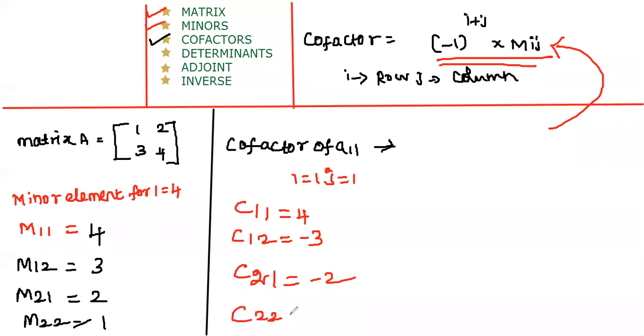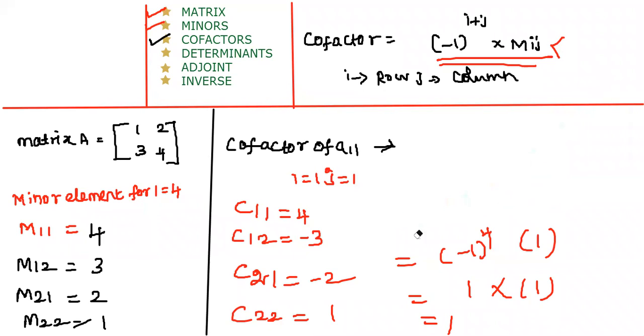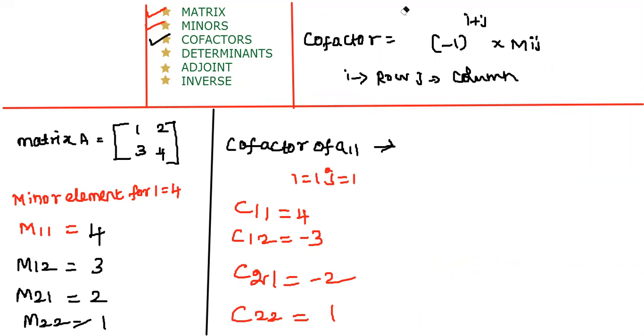And C22, which means the cofactor of A22. The value of i is going to be 2 and the value of j is also going to be 2. If I substitute that, it's going to be -1 whole power 2 plus 2 and M22. So what is -1 whole power 4? It is plus 1. The value of M22 is 1. So 1 into 1 is going to be 1. So the value of C22 is 1. I hope you have understood this.